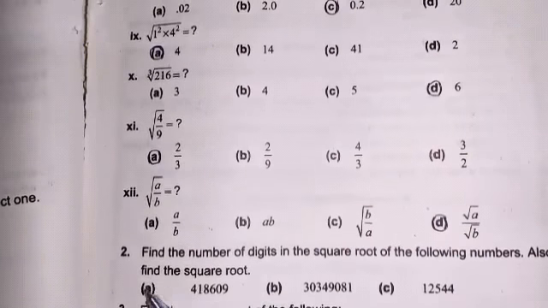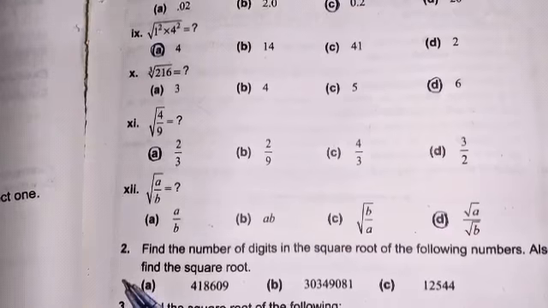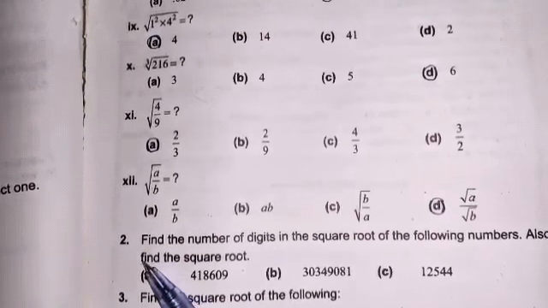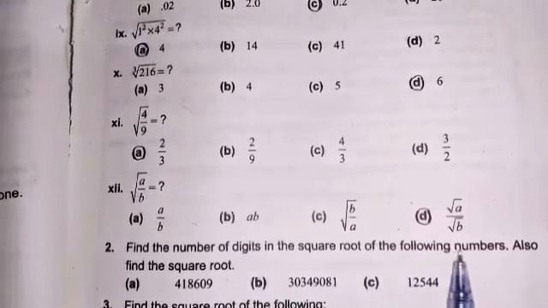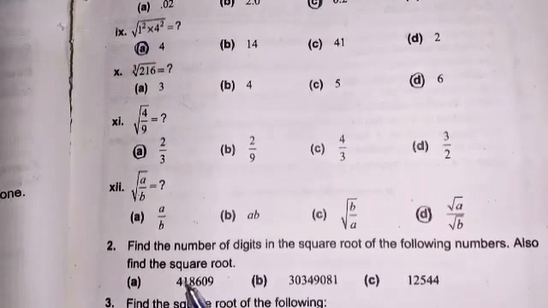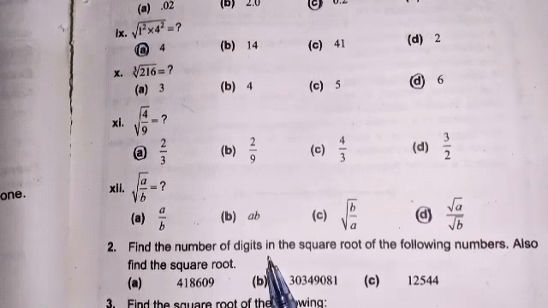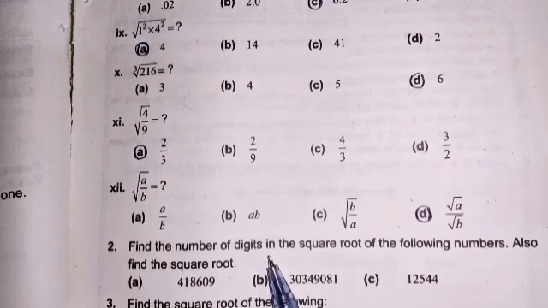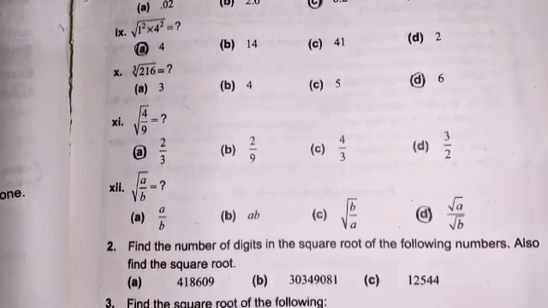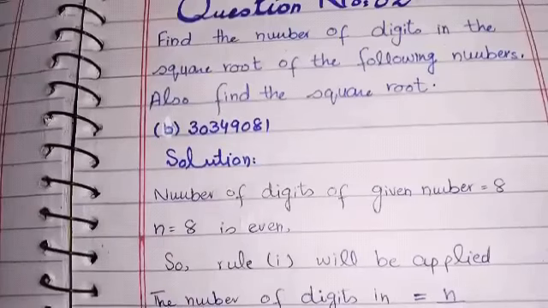Now students, we will move towards our question number 2. Let's read the statement. Find the number of digits in the square root of the following numbers. Also find the square root. Students, this question you have already done in the previous exercises. Now let's start its solution.